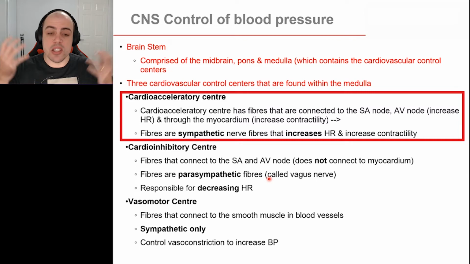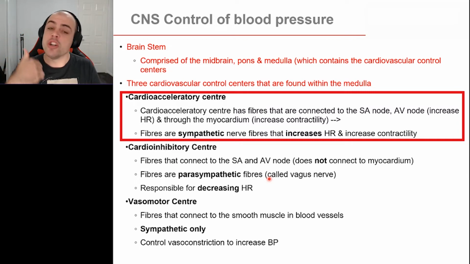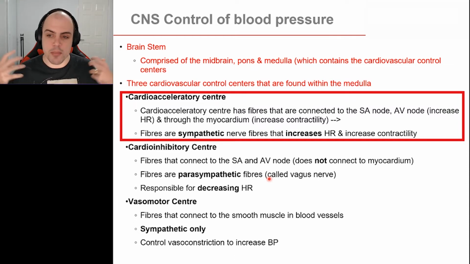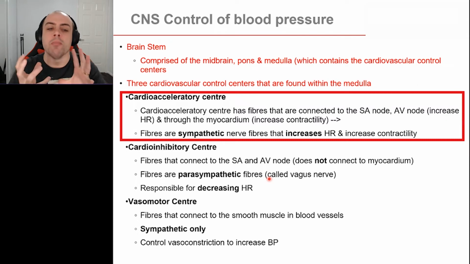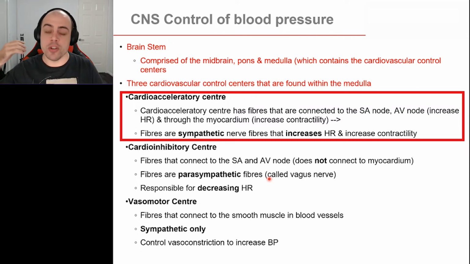And what that will do is essentially send a signal from the brain to the heart saying, hey, we need to kick it up a notch. We need to increase that heart rate. It's going to trigger the sinoatrial node to fire more frequently, and it's also going to trigger the myocardium to constrict more forcefully, so as to push more blood out more frequently.